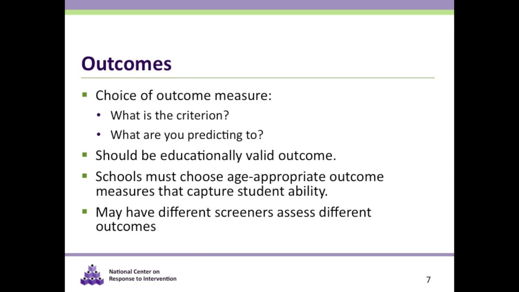One of the first decisions you need to make is what your outcome measure is. What is the criterion? What are you predicting to? For example, are you predicting to a performance on a state grade level assessment? Or are you predicting to performance on the SAT? The outcome measure should be an educationally valid outcome. Schools must choose age-appropriate outcome measures that capture student ability. You may have different screeners that assess different outcome measures. One screener will not assess all possible outcomes.